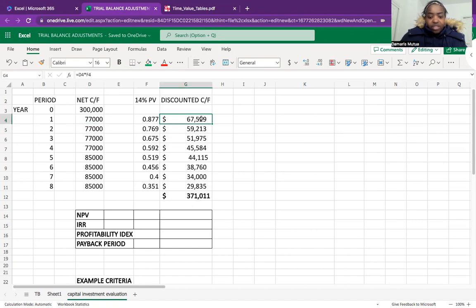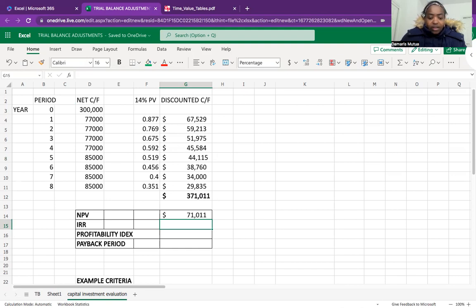If you get the summation of your present values, it is 371,000. So our NPV, we know NPV is the present value of the cash flows, the discounted cash flows, minus the initial investment. So we get our 371,000 minus 300,000. So our NPV is positive 71,011. So this is a good project. It's a project that you can proceed with as an organization.